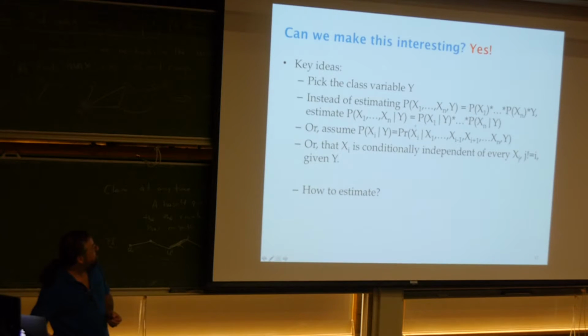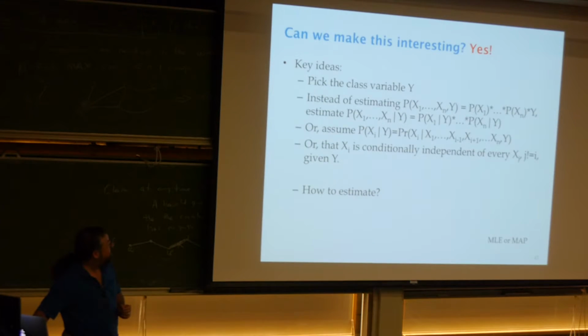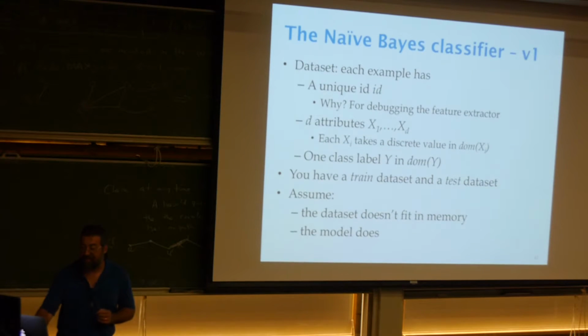This is equivalent to saying the probability of xi given y is the probability of xi given all the other input variables and y. But this is the basic idea: I'm going to assume that these xi's are independent, but only given y. To estimate this, we can use the same sort of tricks, and we're going to break this down in a second.